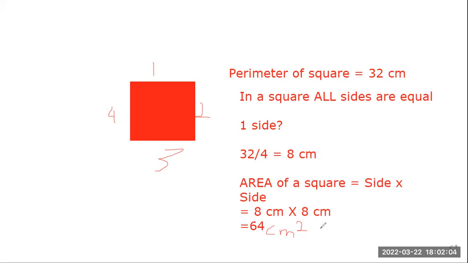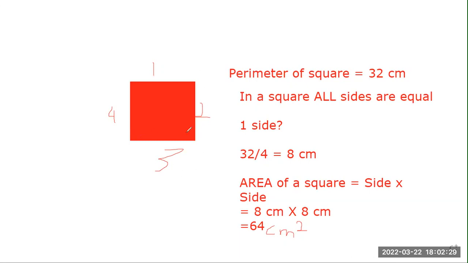So let me recap. Perimeter is a distance all around a shape, right? So in this case, the perimeter of a square would be adding all the four sides to give you 32, right? In this case, that gives you the total. So to find one side, we need to divide by 4 since a square has 4 equal sides. When we do that, we would get 8. 32 divided by 4 is 8. So one side is 8 centimeters. 8, 8, 8, 8 would give you 32.